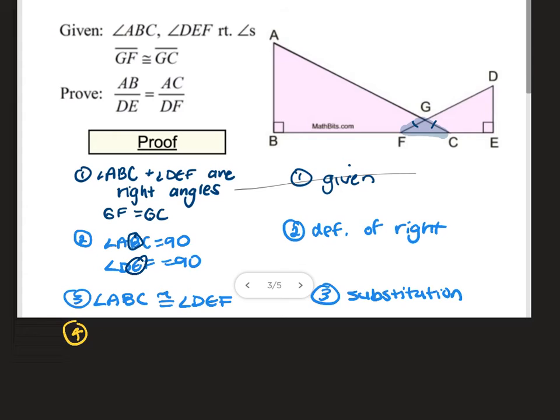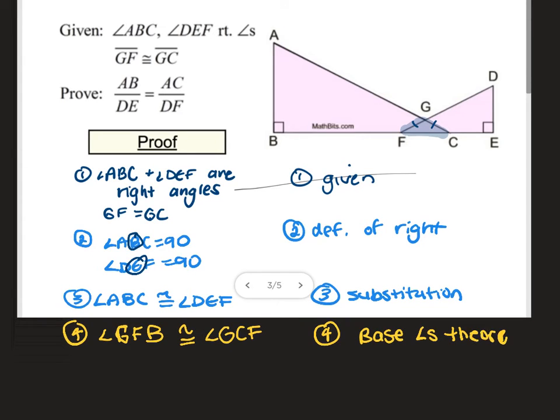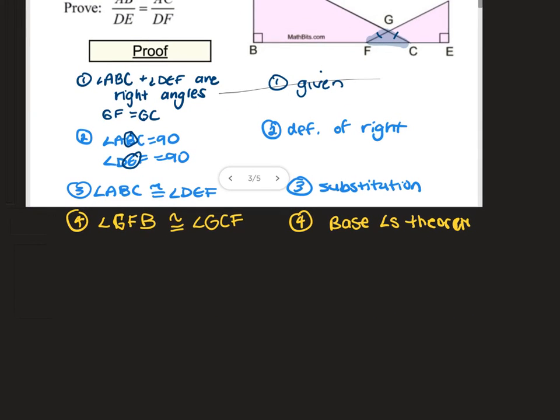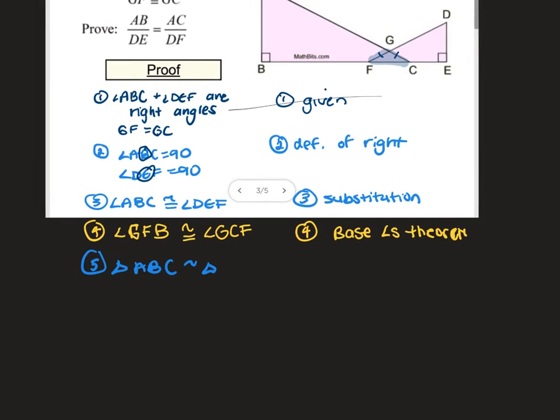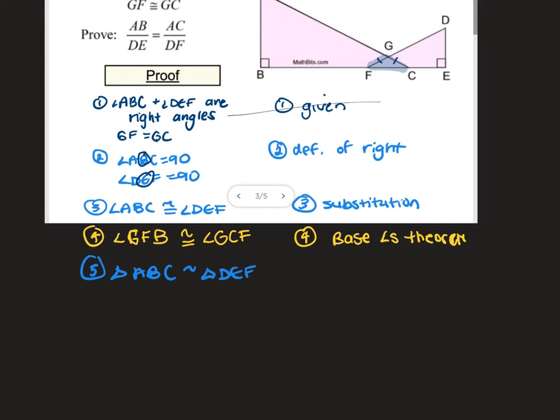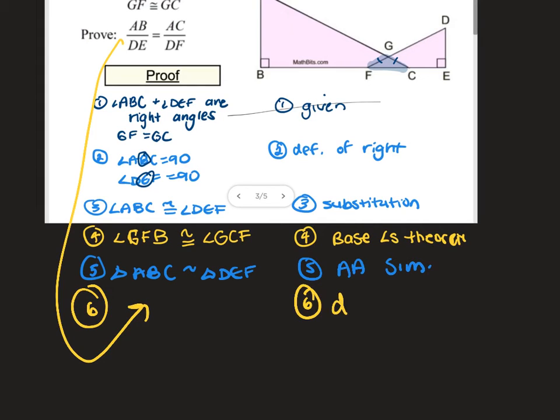So the base angles theorem tells you angle FGF B would be congruent to angle GCF. And that's the base angles theorem. And now you have that they are similar. So triangle ABC is similar to triangle DEF, by angle similarity. And if two triangles are similar, then their sides are proportional. That is the definition of similar triangles or similar polygons. Either one works.